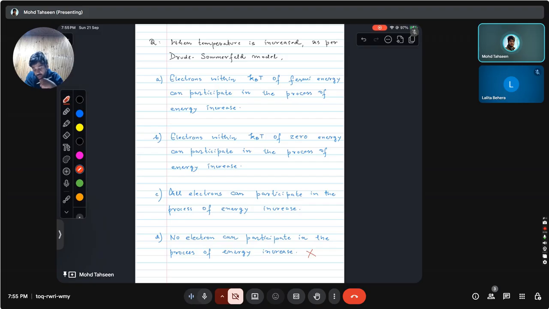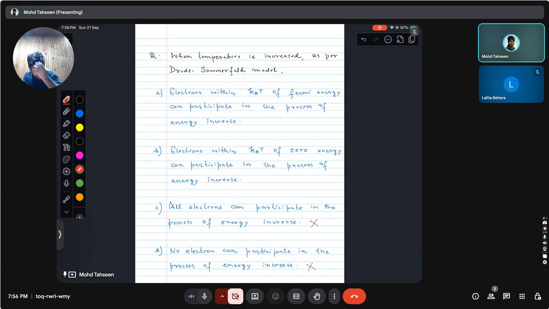Let's look at option C, that all the electrons can participate in the process of energy increase. This is again false, because we have seen that this happens in Maxwell-Boltzmann statistics, not Fermi-Dirac statistics, and the Drude-Sommerfeld model is based on Fermi-Dirac. So this is also wrong. Now it's between options A and B. A says that electrons within kBT of Fermi energy take part in the process of energy increase, and option B says that electrons within kBT of zero energy take part.